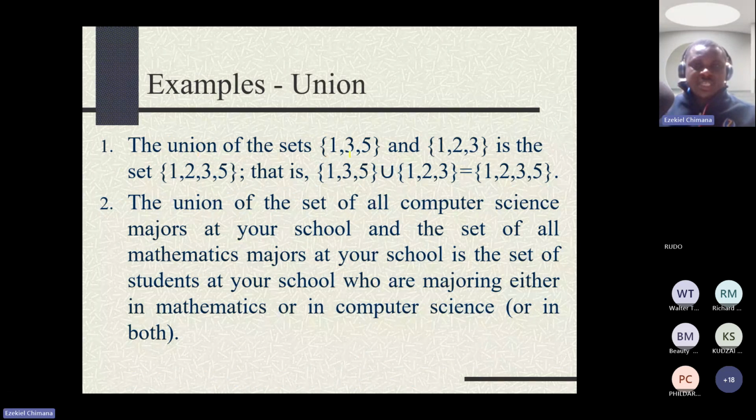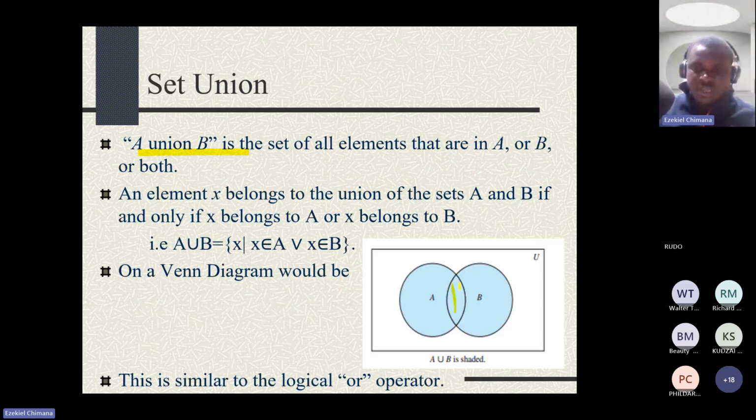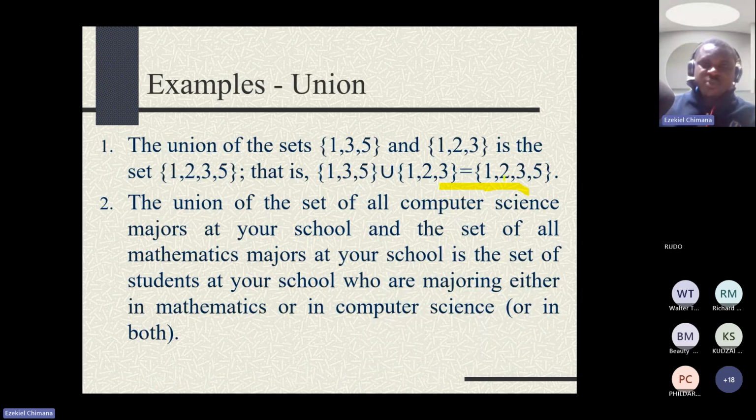So the union of the sets {1, 3, 5} and {1, 2, 3} is the set {1, 2, 3, 5}. That is {1, 3, 5} union {1, 2, 3}. You are just going to take this and join it with this. So guys, you are not going to repeat these three because it's in both sets. These are the elements which are at the intersection, which are in both A and B. So you just write them once. That's why we have {1, 2, 3, 5}.